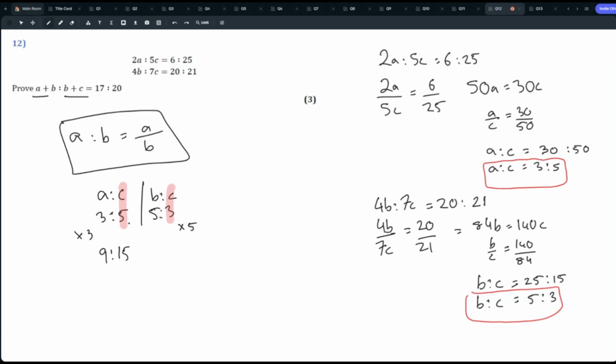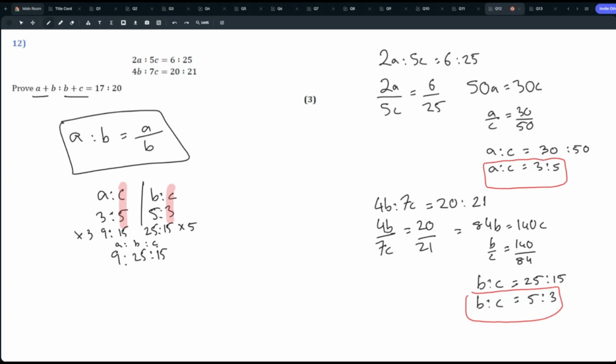Sorry, I'll do B first. So 9, not 9 to 15. 9, so this would be 9 to 15. This would be 25 to 15. Okay, so now this will be 9 for A, B will be 25 and C is 15. That's A to B to C. Okay, that's what we have, and that is our simplest form.